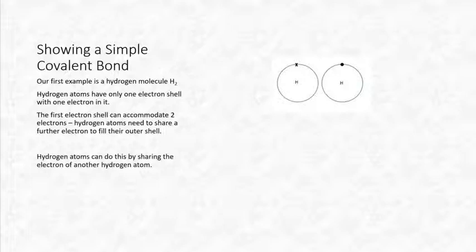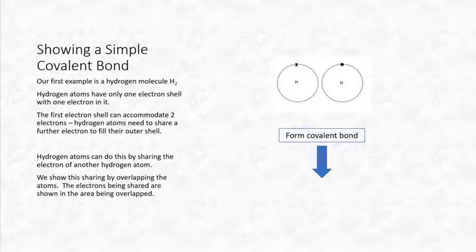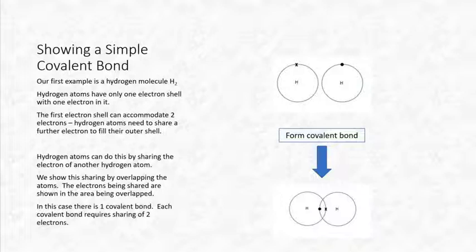Hydrogen atoms can do this by sharing electrons with another hydrogen atom. That forms a covalent bond, and to show this we have an overlap of the atoms in the diagram. The electrons being shared are shown in that area being overlapped. So here we are. This is the overlap area, and here are the two electrons being shared. In this case, there's one covalent bond in this molecule. Each covalent bond needs two electrons, so any covalent bond requires two electrons to be shared.